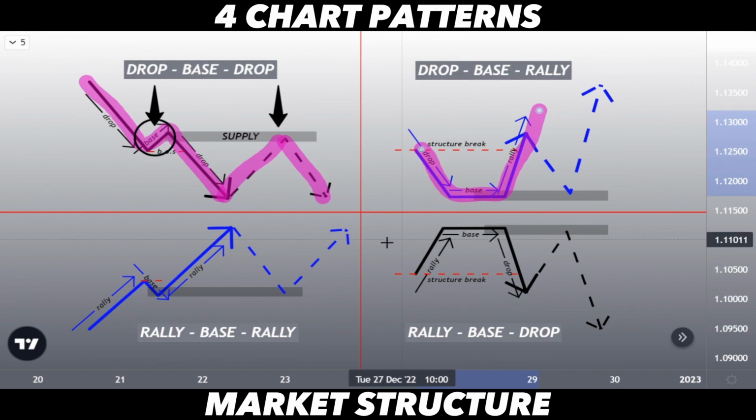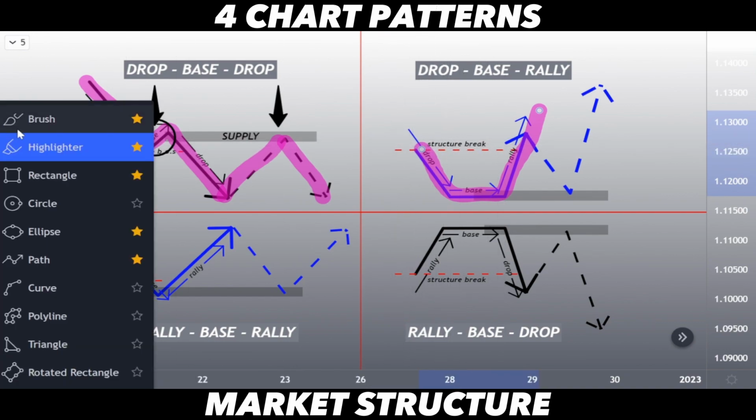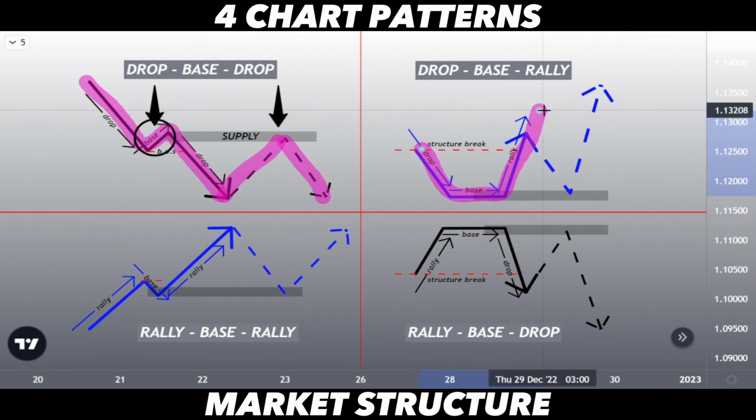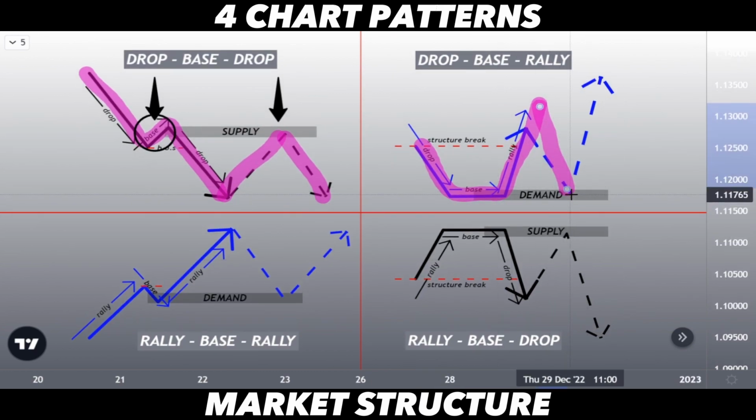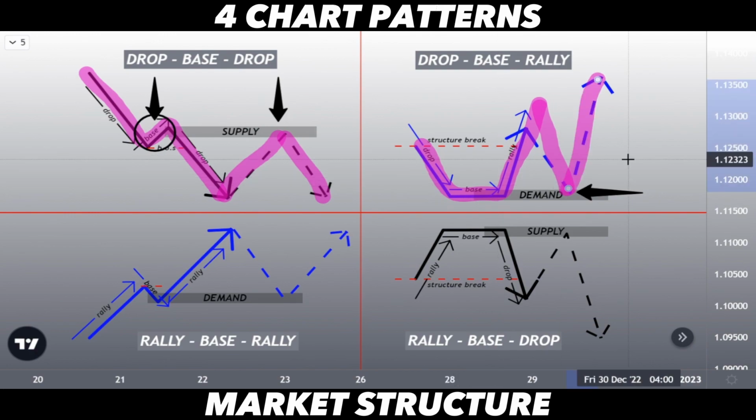Whenever we see this and we have identified that there was a structure break around this level, then all we need to do is wait for the price to retest our demand, which is right here. Once the price has reached our demand zone, we can place our entries from this level and buy, just like that. That is drop, base, rally.